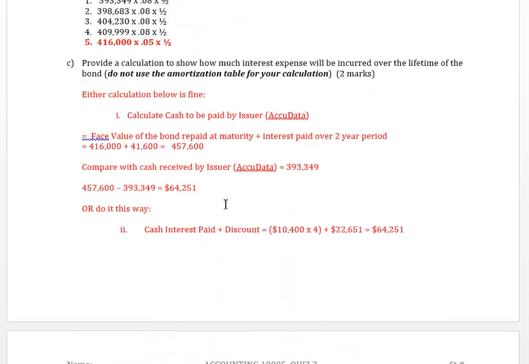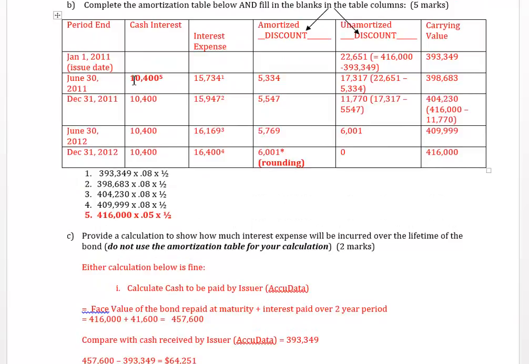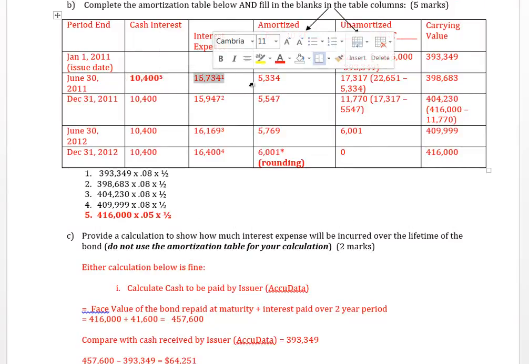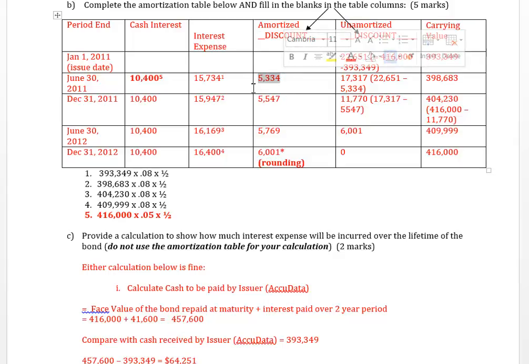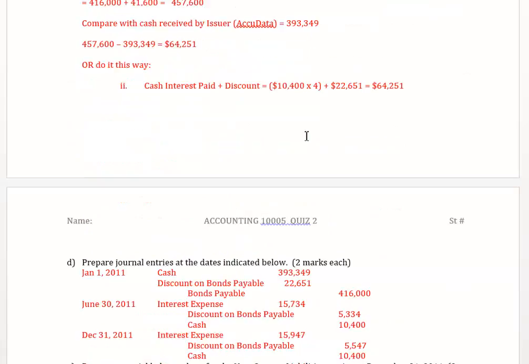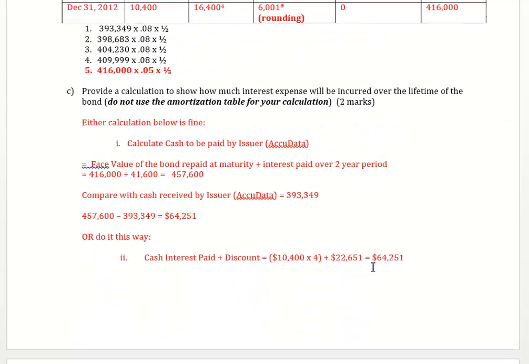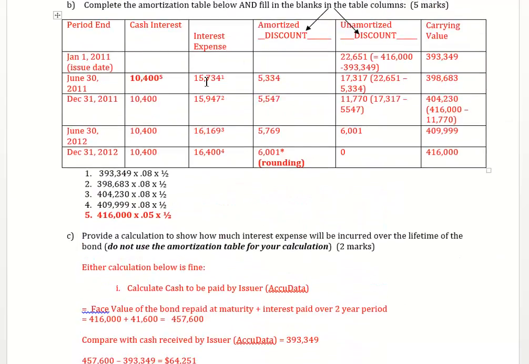So we can tell that with our first interest payment at the date we made that payment, we booked interest expense of $15,734 and we whittled away at some of the unamortized discount, which was $53.34. So we're going to book that. We're saying we've amortized or reduced our discount by $53.34. We paid out $10,400 and we booked interest expense of $15,734. So you can get these numbers right from your table if you've done it correctly.